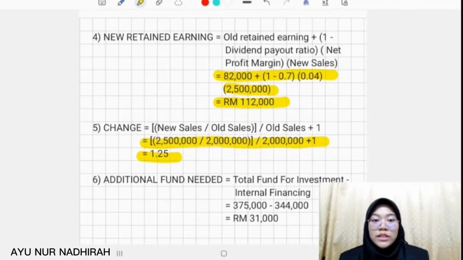Total amount of additional fund needed. Total fund for investment, which is total amount of assets, we need to minus with internal financing, which is total amount of liabilities and equities. So RM 375,000 minus RM 344,000, and the answer will be RM 31,000.